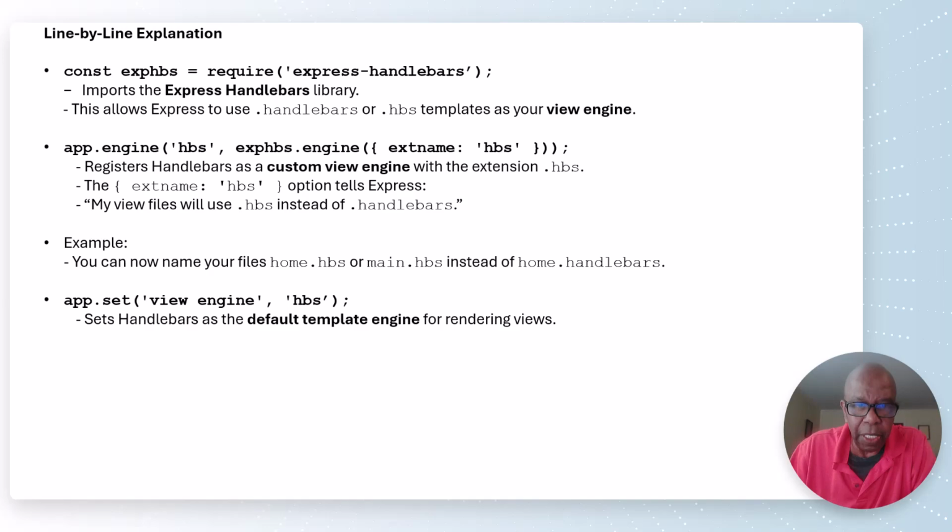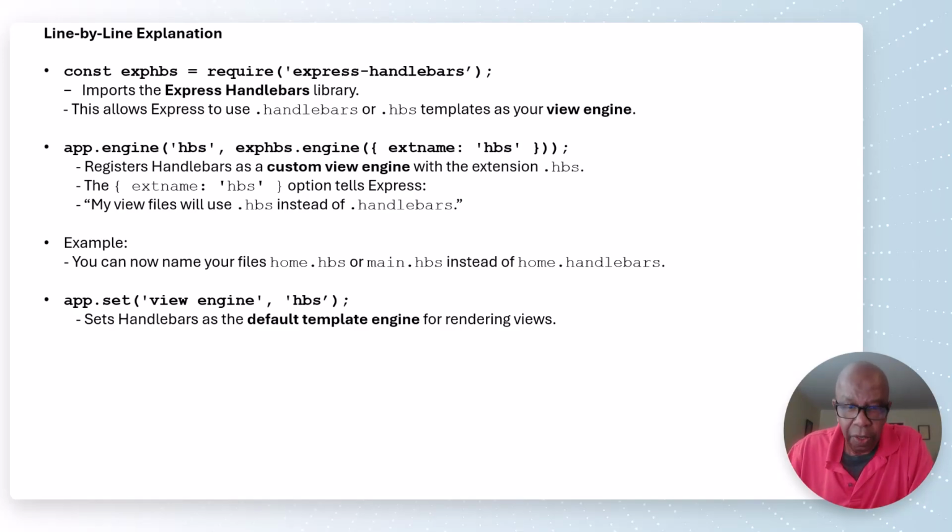We have a constant, we're creating a constant, EXP HBS, requiring handlebars. That's bringing handlebars into Express, imports it in, allows Express to use the handlebars and the templates in the handlebars. In this particular case, we're registering handlebars as a custom view engine. So we're enabling the code for Express to say, okay, I can use handlebars in Express.